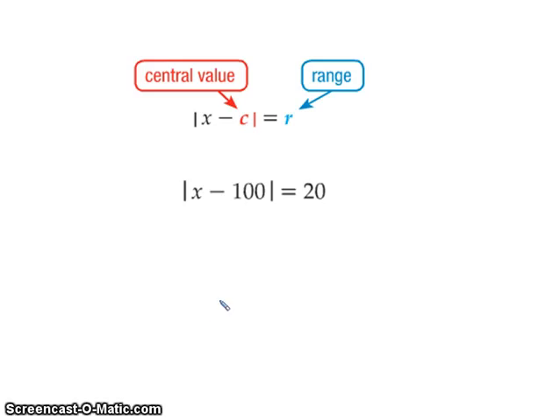So to help you remember this, there's a basic equation for absolute value, and we have our variable minus whatever that central value is, the base value, is equal to r, the range, how much it varies. So like in the last problem, x minus 100 equals 20.